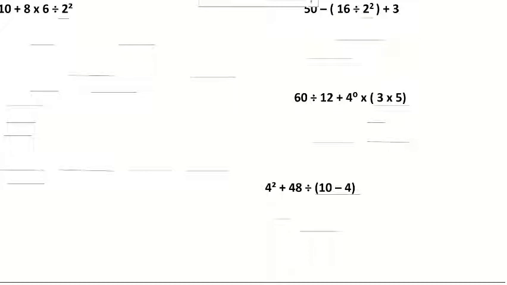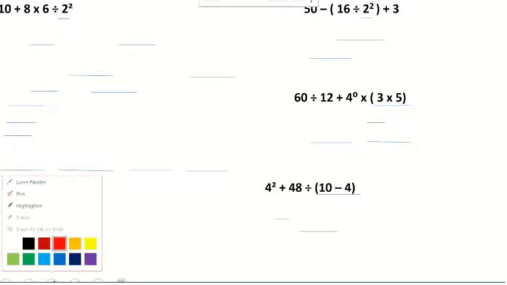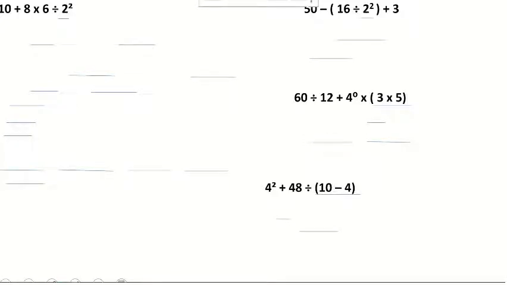Now I'm going to solve some expressions that have many operations in one sentence. As you can see in the first one, we have 10 plus 8 times 6 divided by 2 power 2. You should always follow PEMDAS. So PEMDAS says parentheses, exponent, multiply or divide. So I'm going to start with the exponent. As you can see, what's 2 to the power 2? It's 4. So we copy everything beside it. 10 plus 8 times 6 divided by 4.